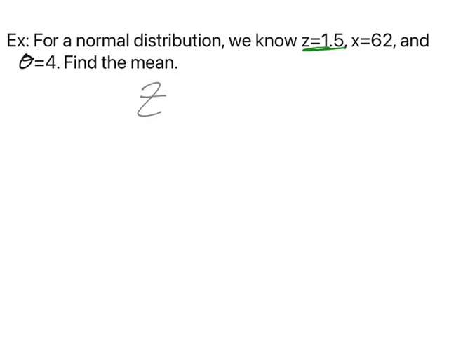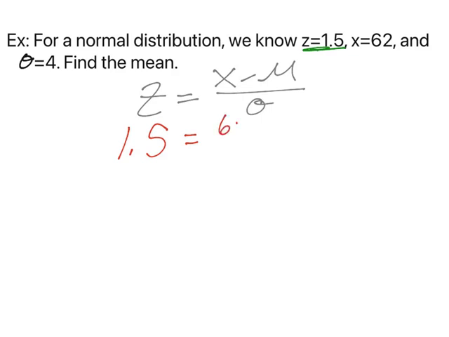So we're going to use our z-score formula, z equals x minus mu all over sigma, and then we plug in what we know. I know that z is 1.5. I know my data value is 62. I do not know my mean, so we're going to subtract mu, and we're going to divide by 4. And now I need to solve this equation.